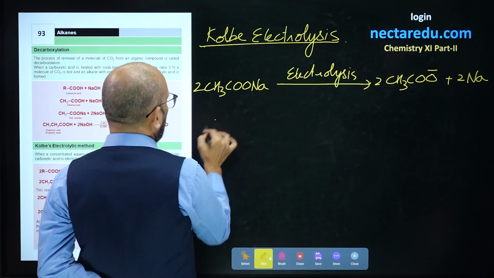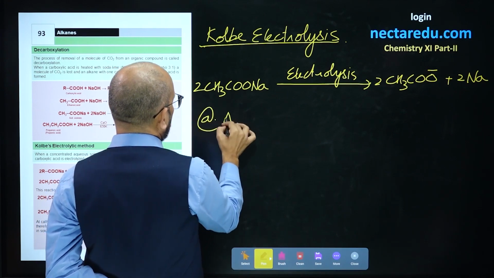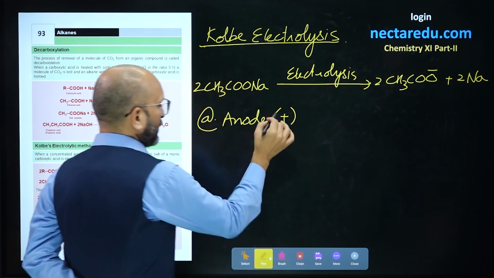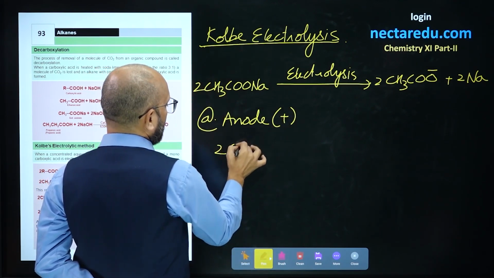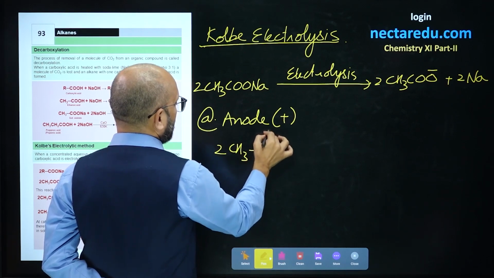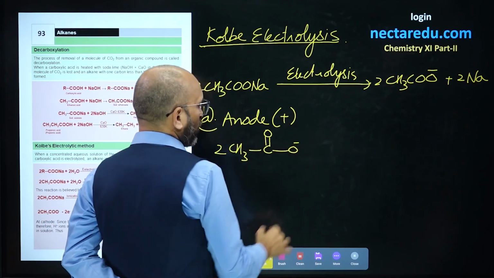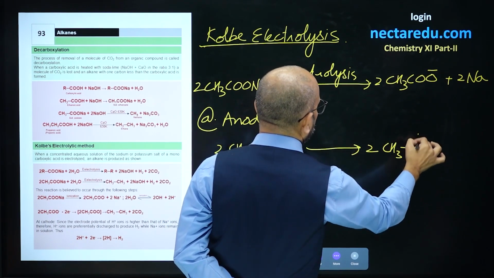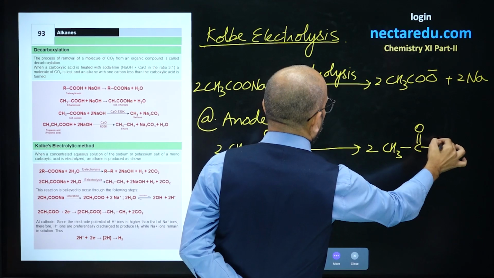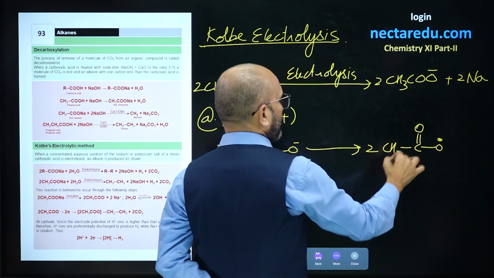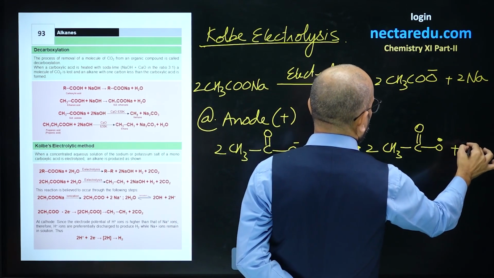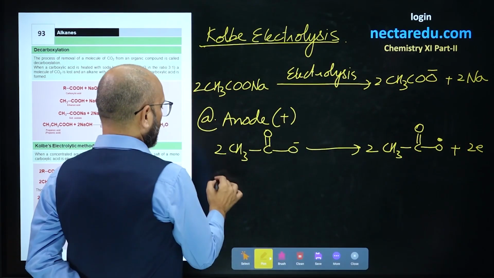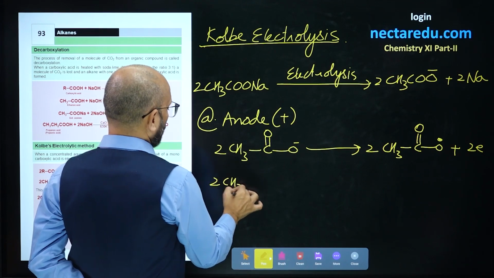Then at the anode, which is the positive terminal, the acetate comes and a reaction something like this happens. Loss of 2 electrons happens and you get 2 acetate free radicals. There is a loss of 2 electrons, 1 electron from each acetate ion. Oxidation occurs over here. Now you have 2 CH3COO groups.